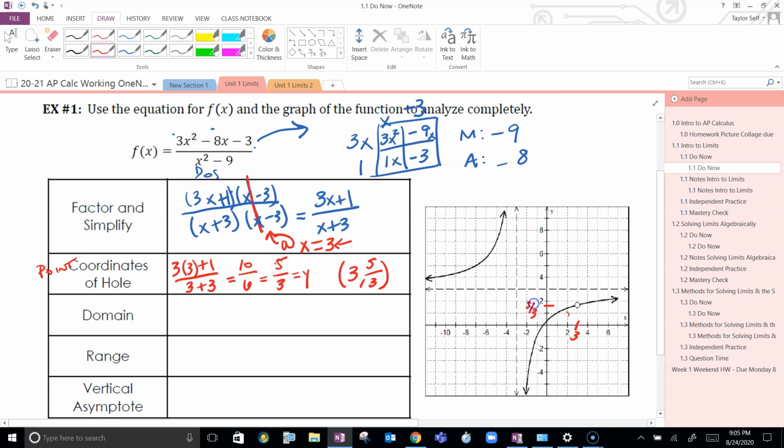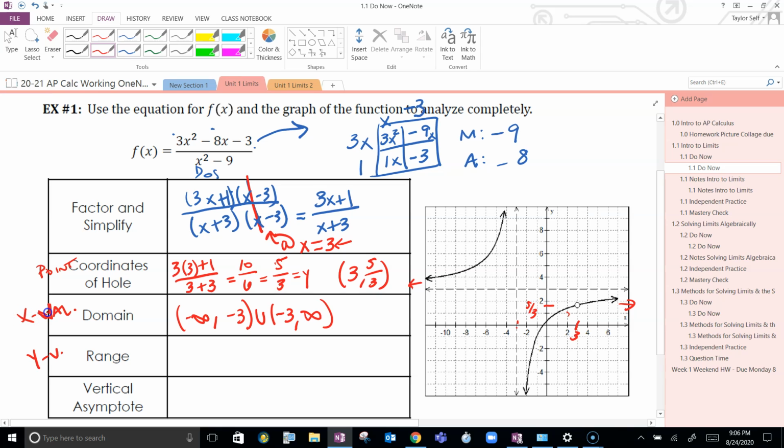Cool. Domain. So the domain of this graph, we go all the way from negative infinity to, and then we have to stop at, let's see, negative 3, right here where the asymptote is. So negative infinity to negative 3. And then we get started up again at negative 3, because we can't touch this, right? That's why we have to do this kind of split. The domain again goes to positive infinity. Remember, domain is the x values.